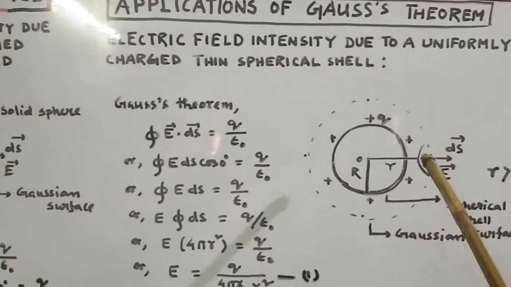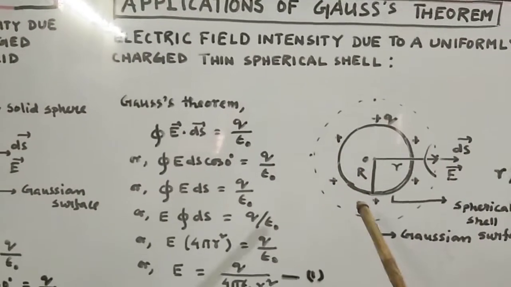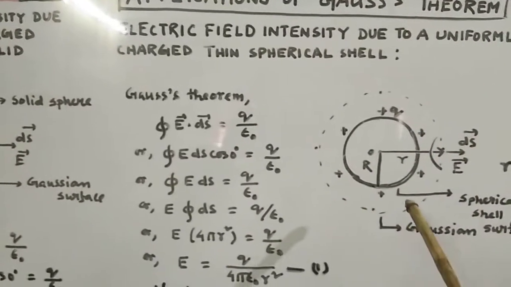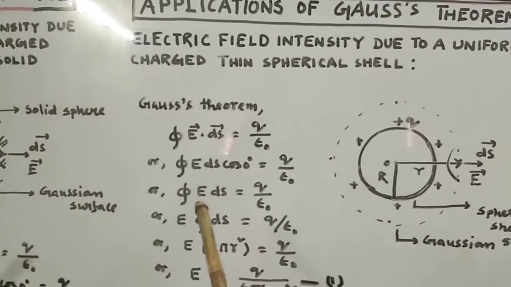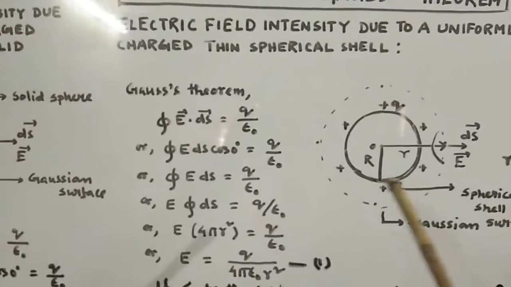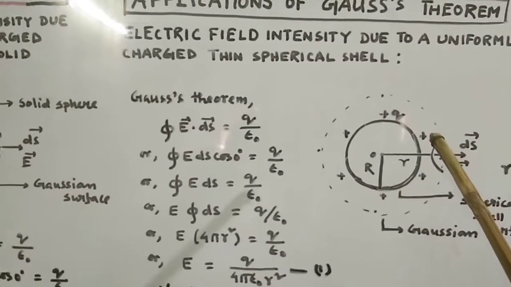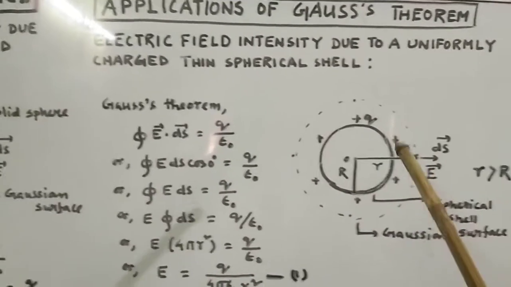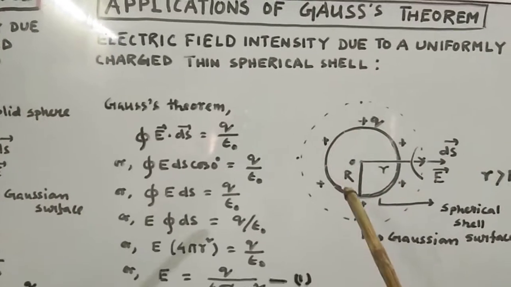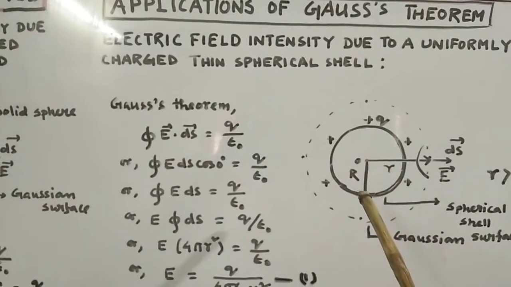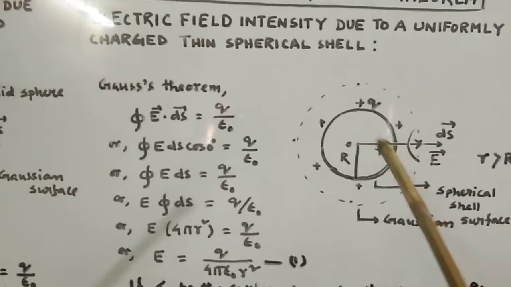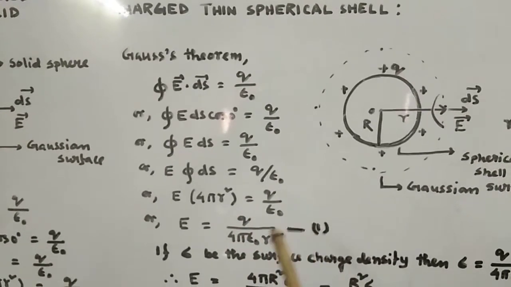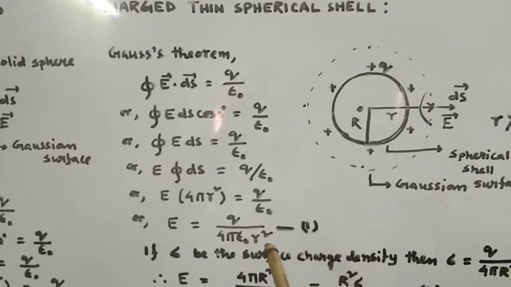The field intensity is the same throughout the Gaussian surface, because a Gaussian surface can be defined as an imaginary surface at every point of which the field intensity remains the same. This one we defined in our previous class. So E comes out of the integral sign, and you have ds only. The area of this Gaussian surface is 4 pi r square. The Gaussian surface has a radius r, and the hollow spherical shell has a radius capital R. So you are defining the field intensity outside the spherical shell. So E times 4 pi r square equals q by epsilon naught. If you simplify, E equals q by 4 pi epsilon naught r square.